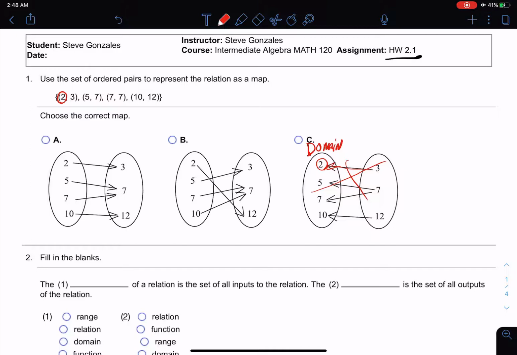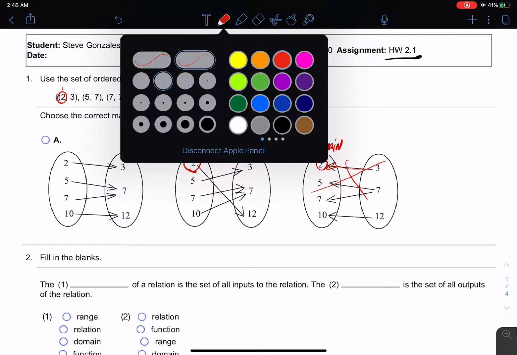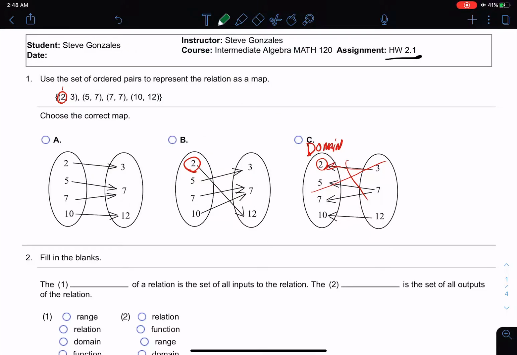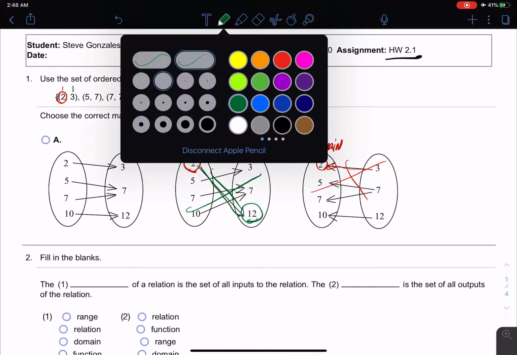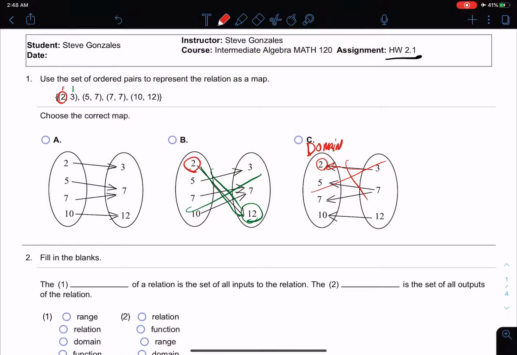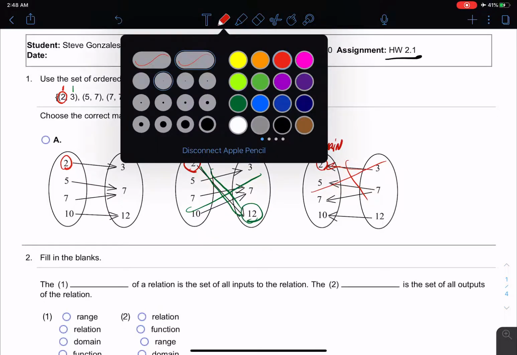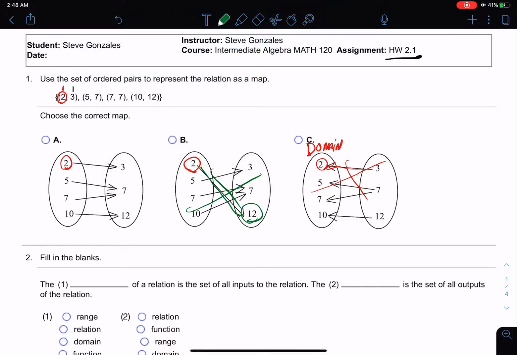The next one says, option B, there's my 2, right? And its relation or correlation goes to 3. And this 2 goes to 12. So that's not going to work. So we know the answer's got to be A. But let's see. Okay, we start with red 2. And according to my ordered pair, it says it goes to this green 3, and it in fact goes to this 3.